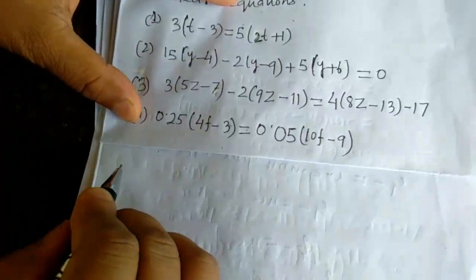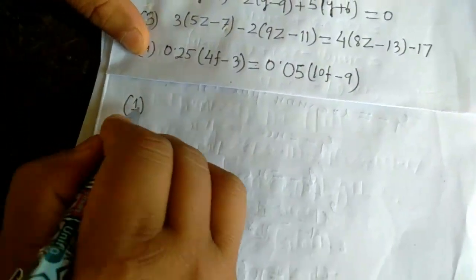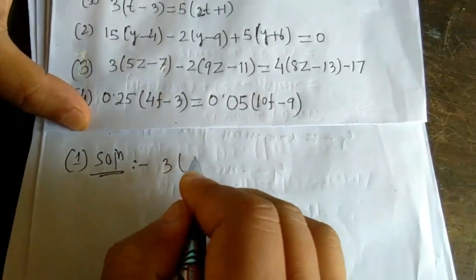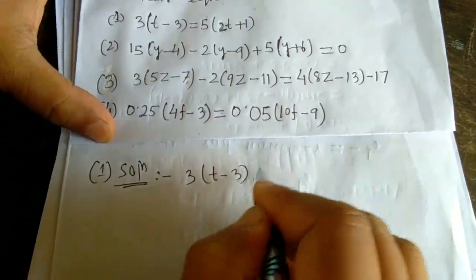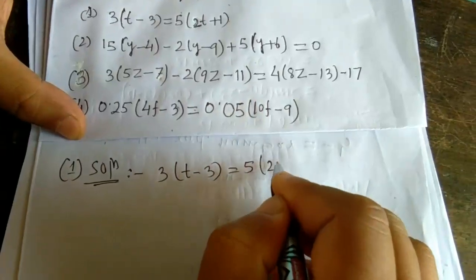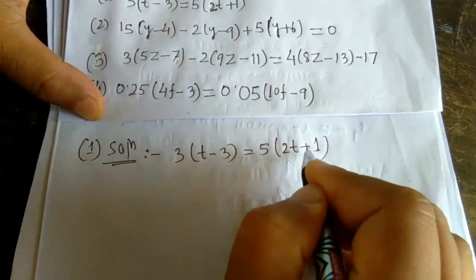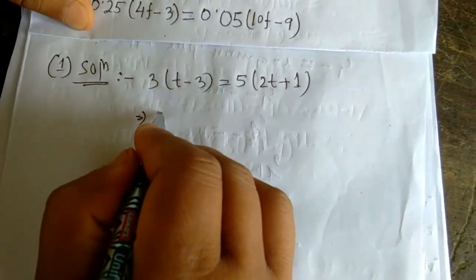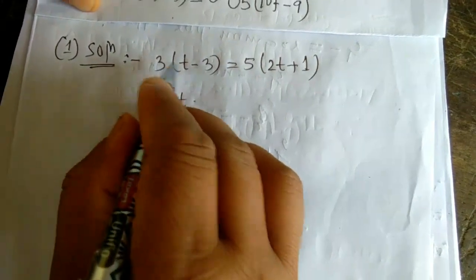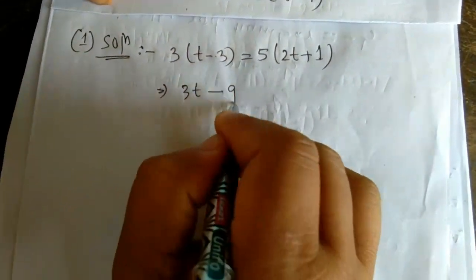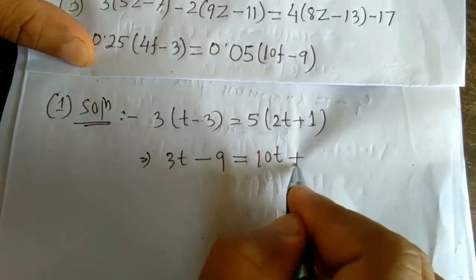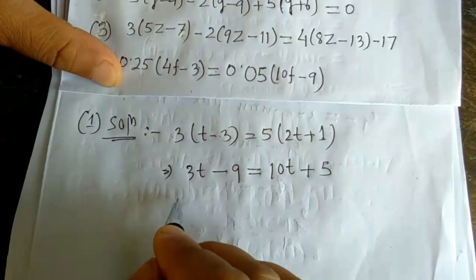Okay, let me solve one by one. Question number 1, solution. How to solve, you see very carefully. It is given 3(t − 3) = 5(2t + 1). First multiply: 3 into t, 3t; plus into minus, minus 3 threes are 9; equal to 5 twos are 10t, plus into plus, plus 5 ones are 5.